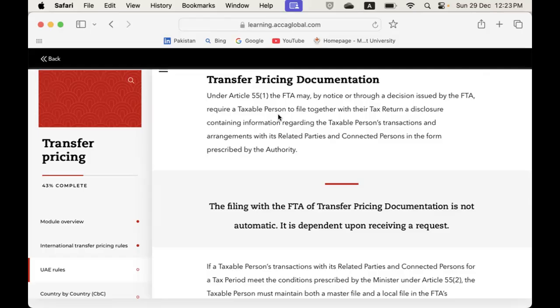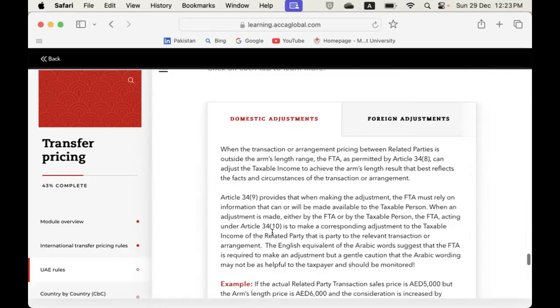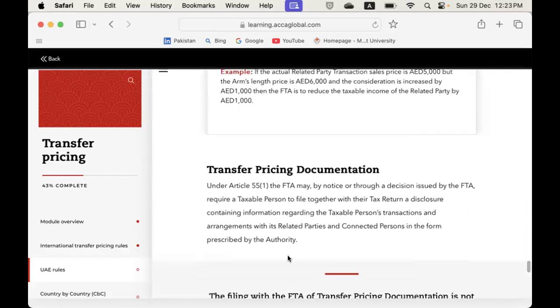A qualifying free zone person must comply with the requirements of Article 55 and which other article? 34. Very good. Which was for what? Arm's length principle. Please remember, guys, these two articles, Article 55, which addresses transfer pricing documentation, and another article which we've been reading for so long, Article 34. Article 34 is the arm's length article. Okay, arm's length principle.